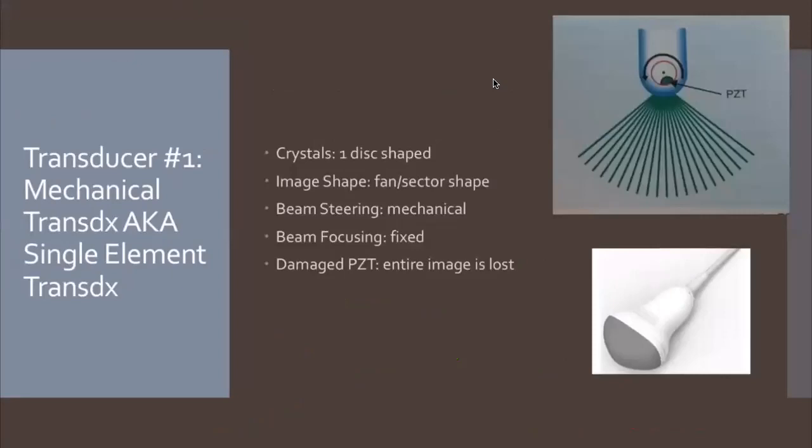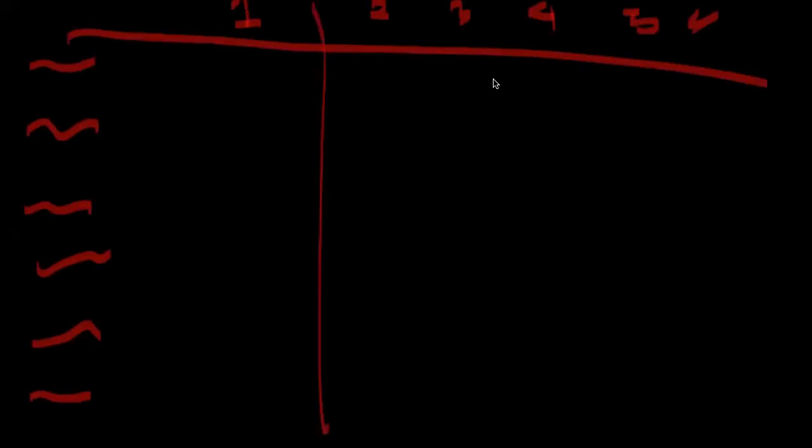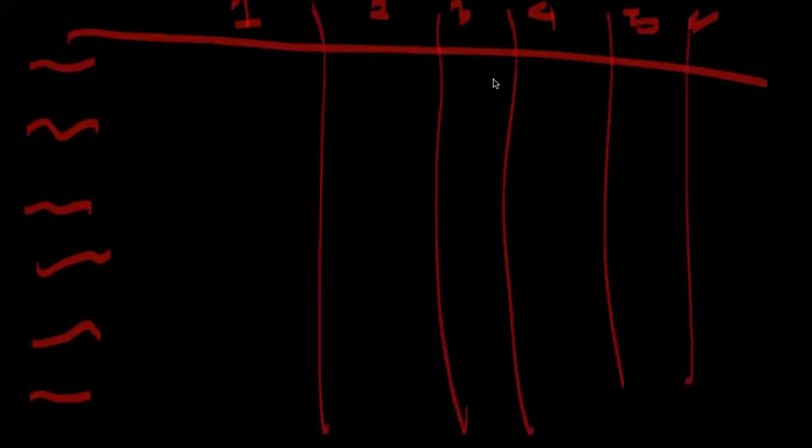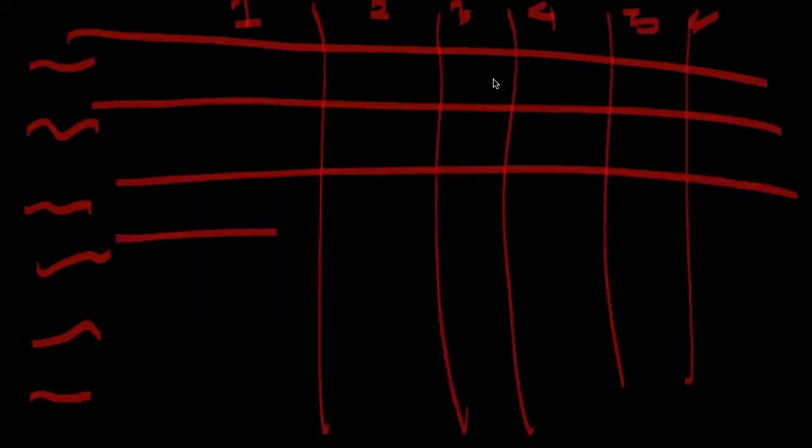Some people create a chart. If you take crystals, image shape, beam steering, beam focusing, damaged PZT, and one more facts, you can create a little chart where you list those things here. So 1, 2, 3, 4, 5, 6, your transducer numbers right here, you have 6 transducers. And a lot of students create charts with them. And so you just fill in the chart, right?